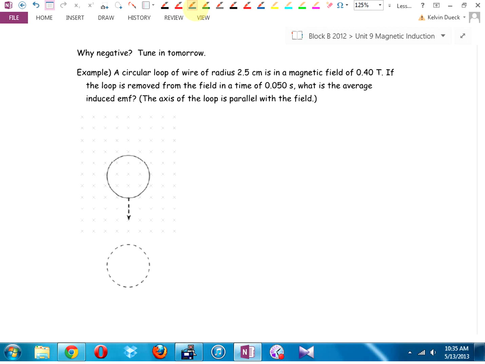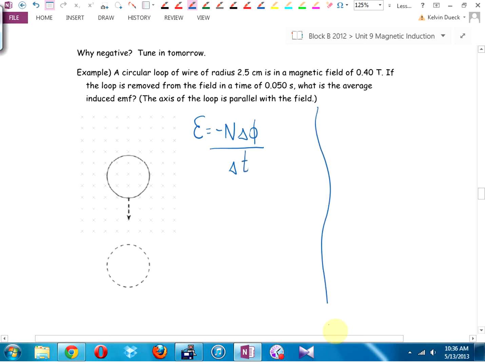So there's the picture. We're going from full flux to zero flux. They want us to find the EMF, so our new equation now is negative big N, change in flux over change in time. And Graydon, while this is fairly plug and chuggish, I tend to go back to my DFIC approach for this, specifically because you're going to find it's the change in flux that you spend the most time actually doing the physics on. Let me give you an example.